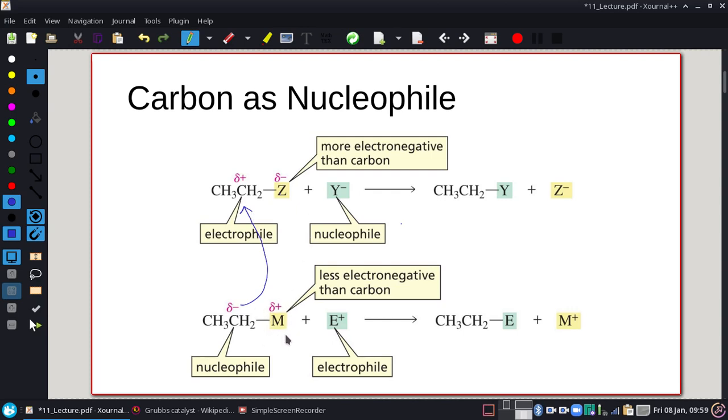So what we actually need to get the carbon to be nucleophilic is something that's less electronegative than a carbon. And on the periodic table, there aren't many non-metals that are less electronegative than carbon. As a matter of fact, it's just boron. So what we end up doing is using metals.